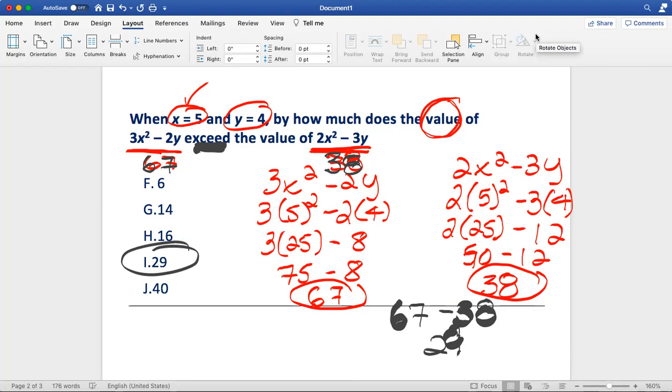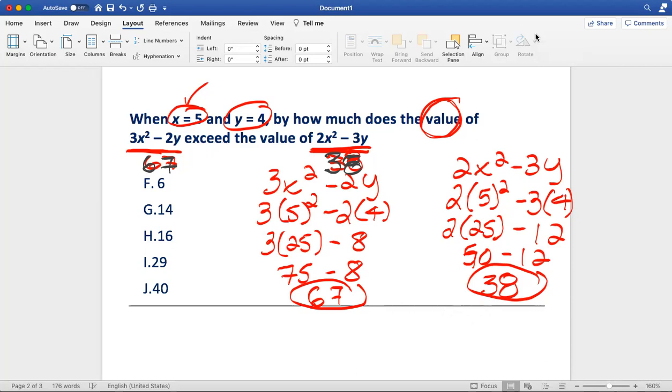I don't know what happened with my pen there, guys. I feel like I need to rewrite this because my pen got a little fluffy there. Okay. My pen got a little fluffy.